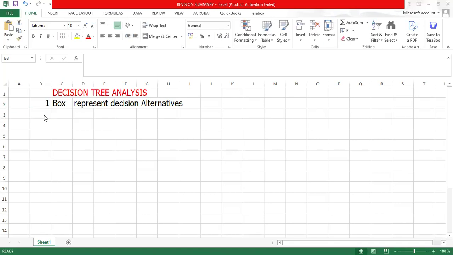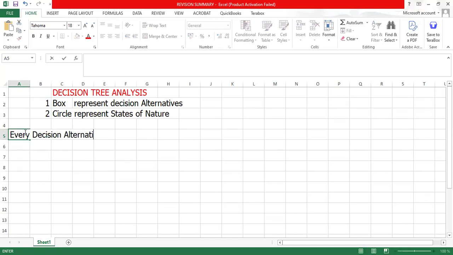Then number two, a circle. A circle represents states of nature. So it means that every decision alternative must start from a box, and every state of nature must start from a circle.